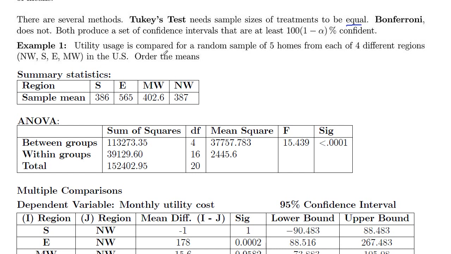We've got utility usage that's compared for a random sample of 5 homes from each of 4 different regions in the U.S.: Northwest, South, East, and Midwest. We want to order the means. So the summary statistics are here: the region, South, East, Midwest, Northwest, and then the sample mean utility usage for each region.